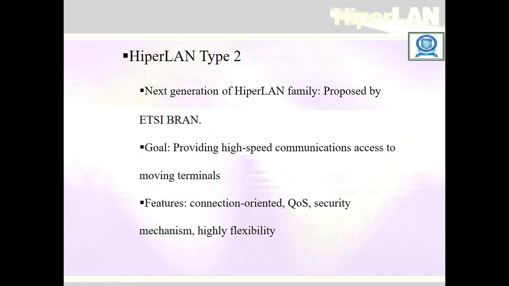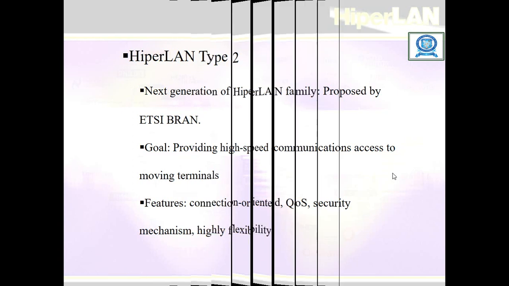BRAN means nothing but broadband radio access network. So we simply say the Hyperlan 2 type 2 is a BRAN network, a broadband radio access network. The main goal is providing high speed communication access to moving terminals. For roaming terminals, we provide high speed internet access. Features like connection orientation, quality of service, security mechanisms and high flexibility are available in Hyperlan type 2.